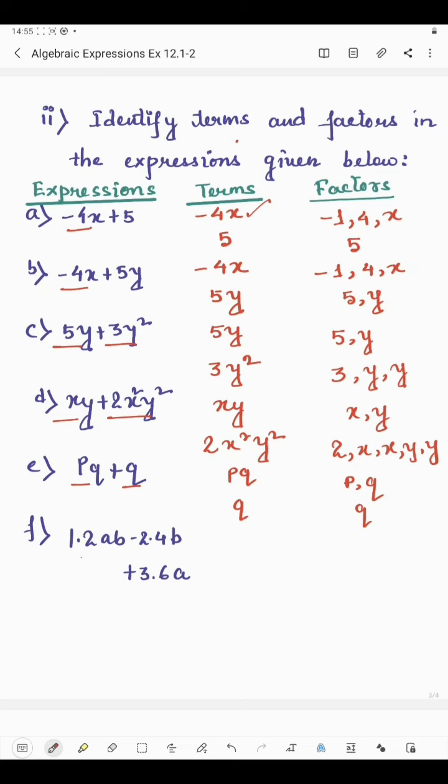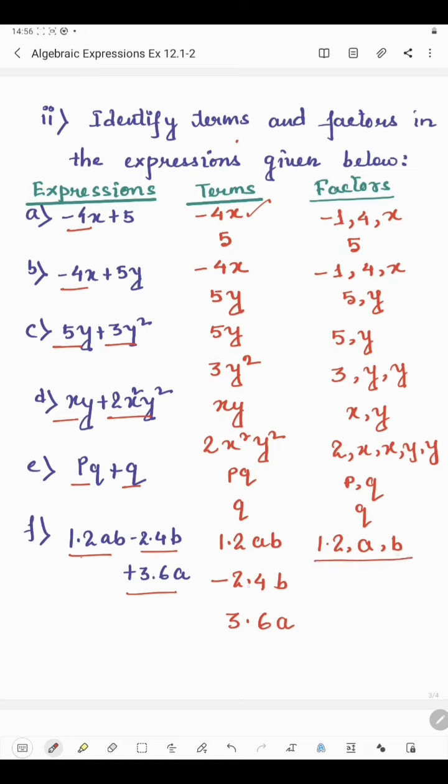Now in the F part we have 1.2ab minus 2.4b plus 3.6a. So here we have three terms. One is 1.2ab, then minus 2.4b, because with 2.4 a minus sign is there. So minus 2.4b will be one term, and the third term will be 3.6a. Now we will have to write the factors of 1.2ab. So it will be 1.2, a, b. When you multiply all of this, we will get 1.2ab.